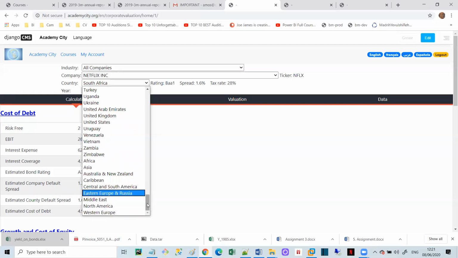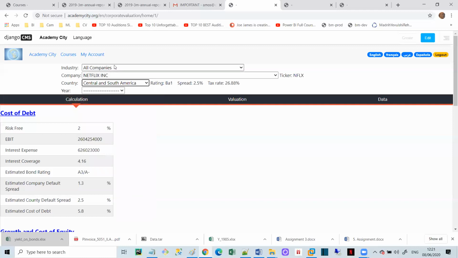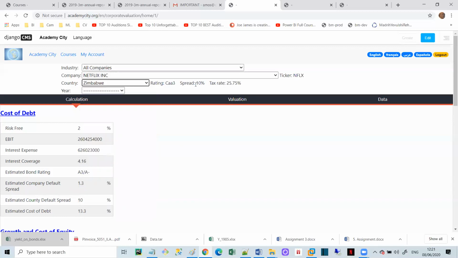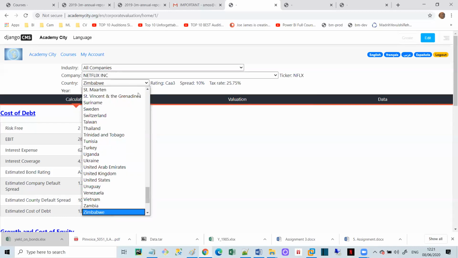If I have a company that works only in Central and South America, I will use that one as a region. And that will be an average for that region. If I work only in a specific country, if I operate in Zimbabwe, it probably would be like 10%. Most likely you won't get your money back, okay?